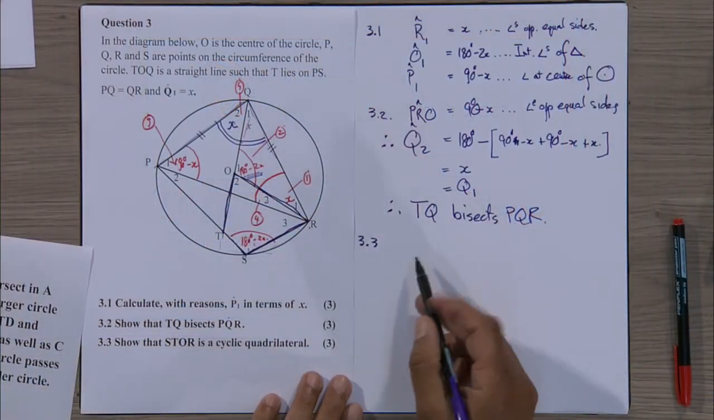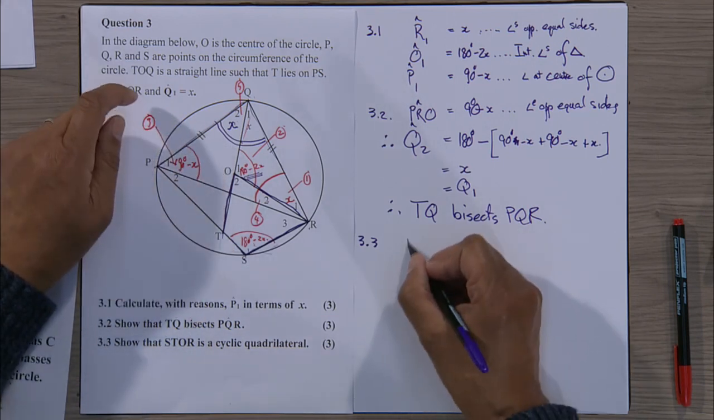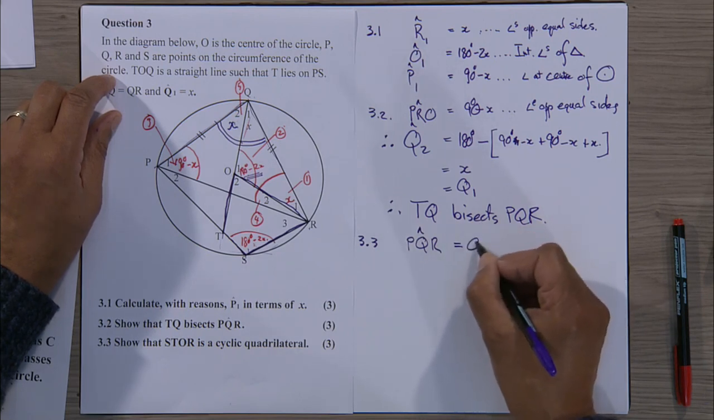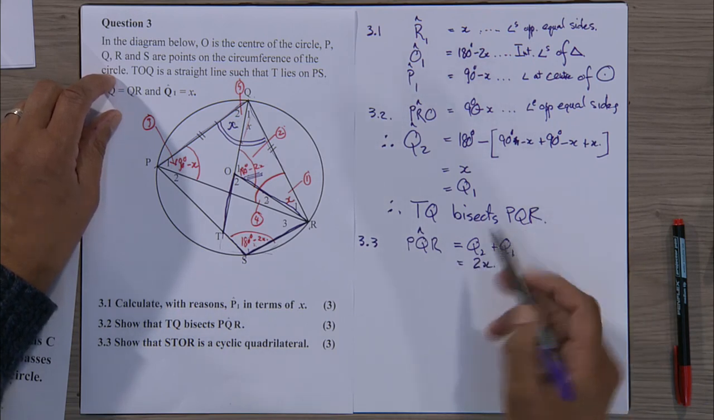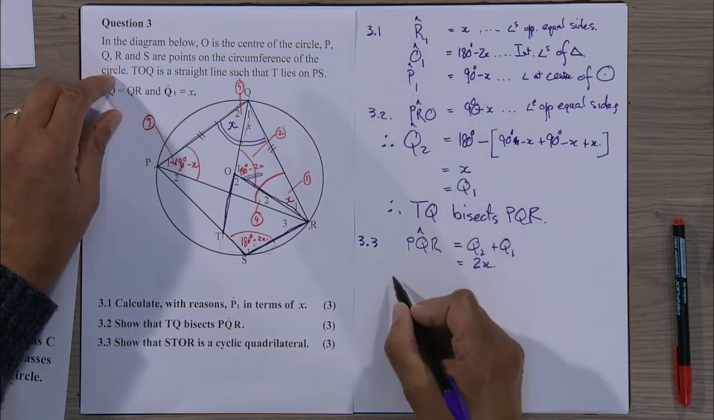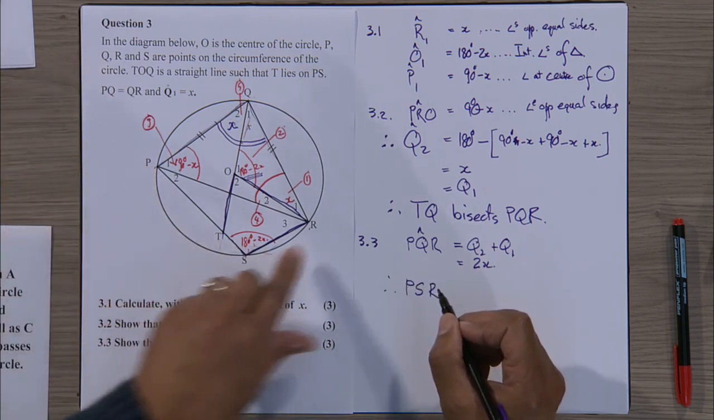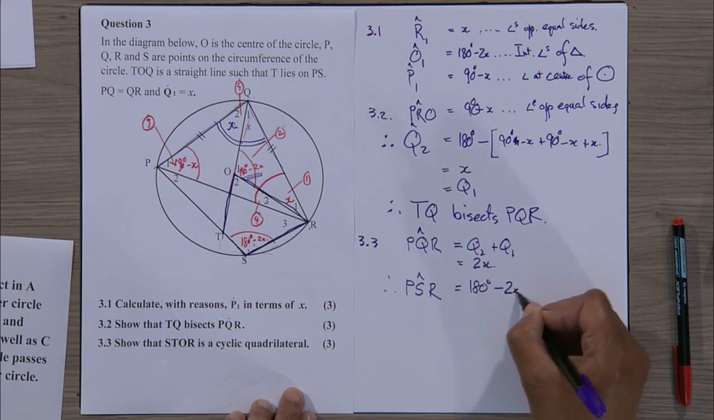Okay. We have 3 minutes, so let me just write that out as well, instead of trying to do another one. So where did I start here? I start by saying that PQR, the angle PQR, which is Q2 plus Q1, is 2x. I've already proven both of them are x. Therefore, the angle PSR is 180 minus 2x. Why is that so?